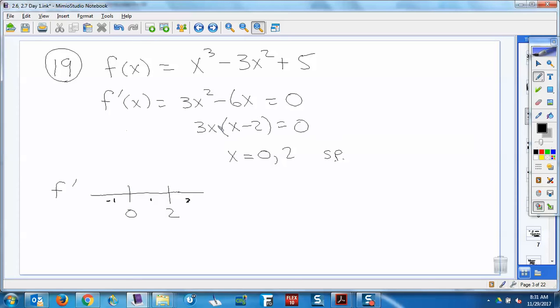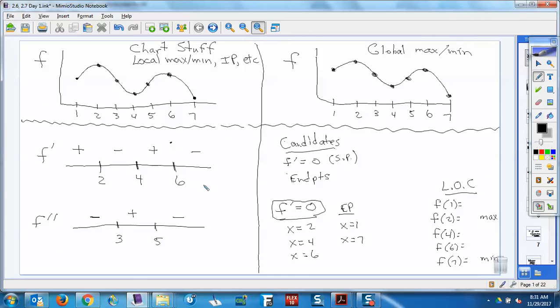Put -1 into here, you get negative times negative, that's positive. Put a 1 into here, positive, negative. Put a 3 in here, positive, positive. And so now we've got all the stuff we were talking about over here, and we can go on and on.